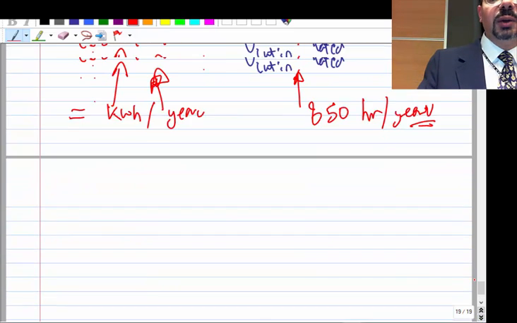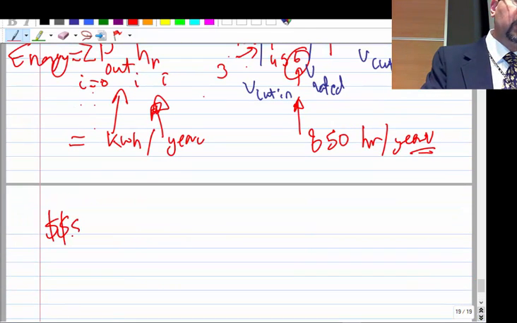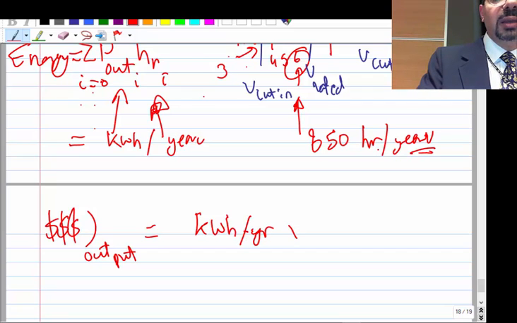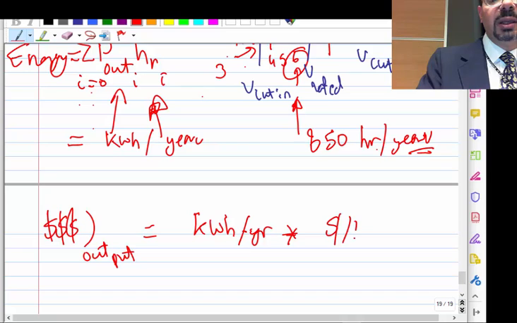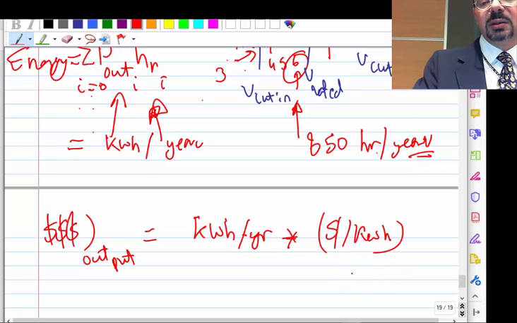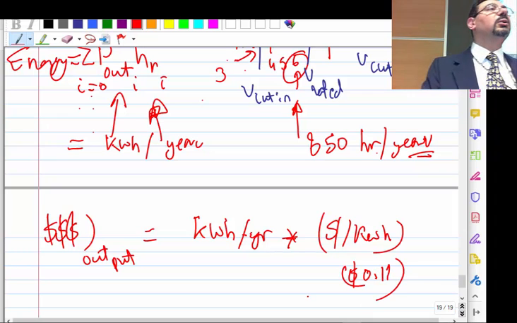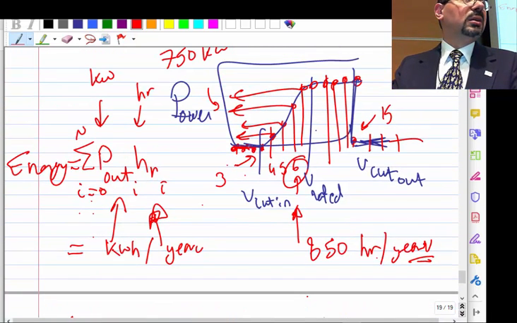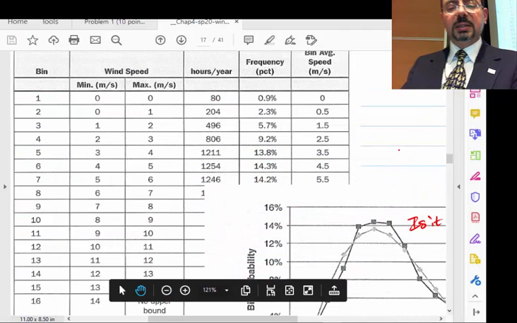So now if you would like to figure out how much dollars output that you get, you multiply the kilowatt hour per year times the dollar per kilowatt hour. Okay, and we said this is for Oklahoma, it's like 11 cents. Okay, and that would be the dollar output. Does this make sense? Very good.